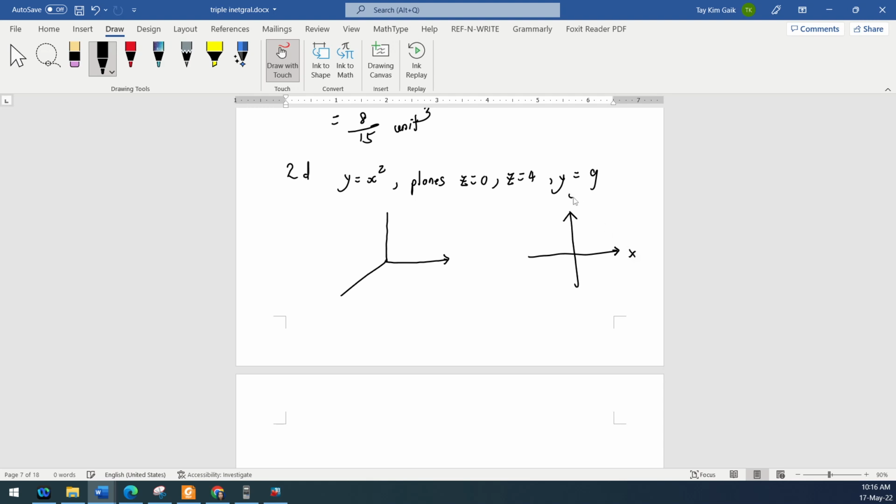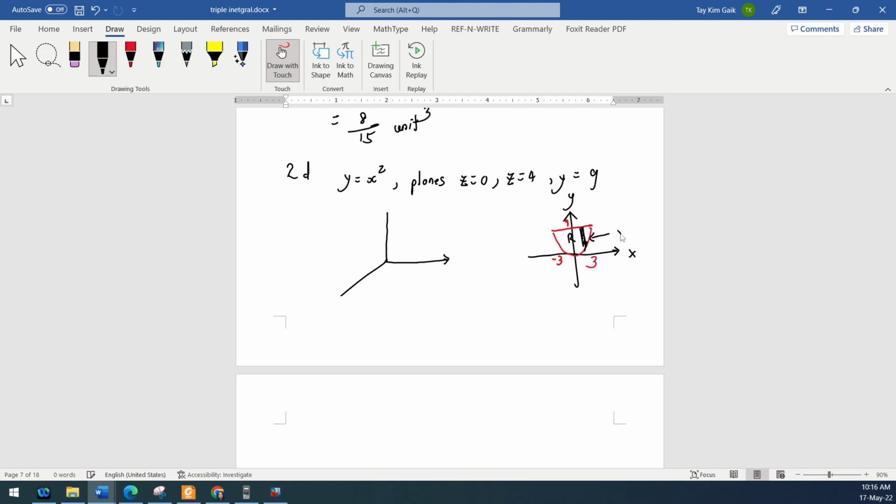This is x, this is y. y equals x squared, a parabola. And then they say bounded by y equals 9. This is 9. So when y is 9, x is -3 to +3. So your region R is here. The region R, I can sum it using vertical bar.